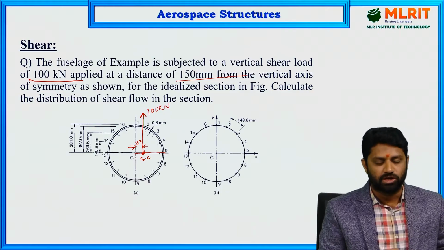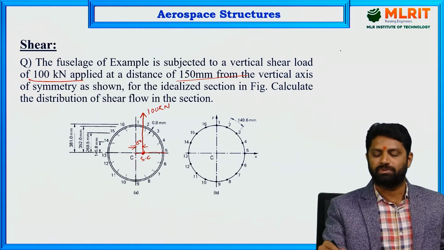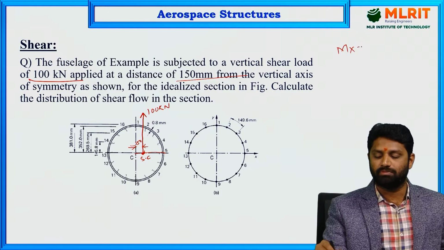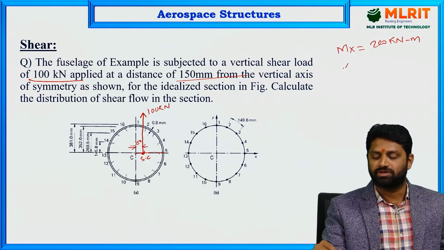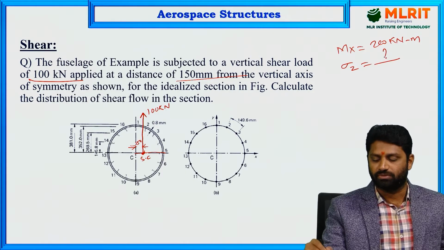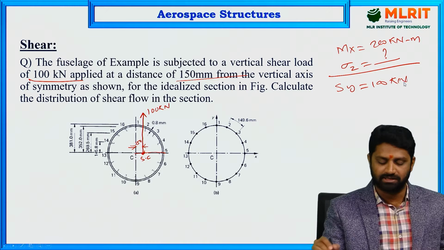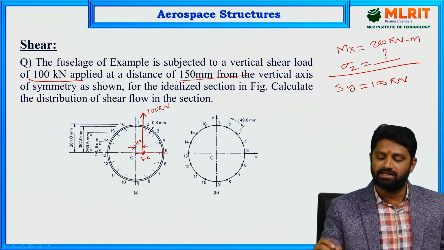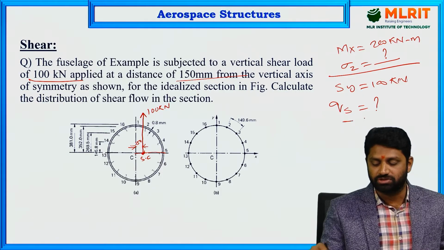Okay. So now the difference between the previous problem and this problem is that in the previous problem, the bending moment Mx was given as 200 kilonewton meter, and we were asked to calculate the direct stress distribution. Now in the present analysis, the vertical shear load of 100 kilonewton is applied at a distance of 150 mm from the vertical axis of symmetry, and we are asked to calculate the shear flow distribution. So one should understand the question clearly.